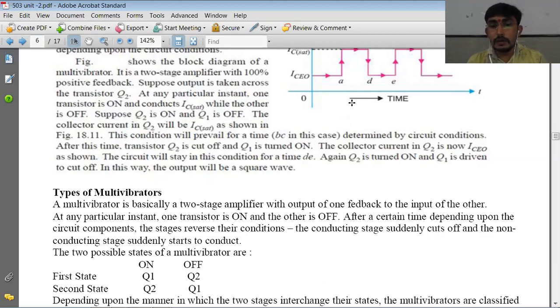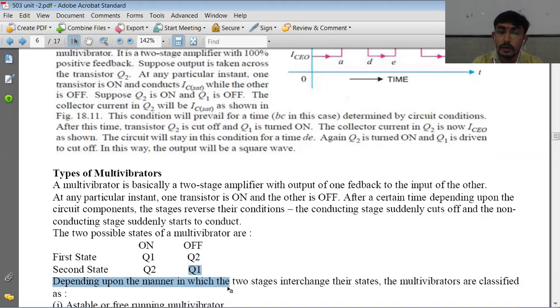We know very well the principle from earlier: at any particular instance, one transistor is on and another is off. Depending upon a certain time, set by the circuit components, that is the resistor and capacitor, the condition is reversed. That means the conducting stage will suddenly cut off and the non-conducting stage will start to conduct. So on the basis of that, there are possible states of the multivibrators. That is, the first state is Q1 on and Q2 off. The second state is Q2 on and Q1 off.